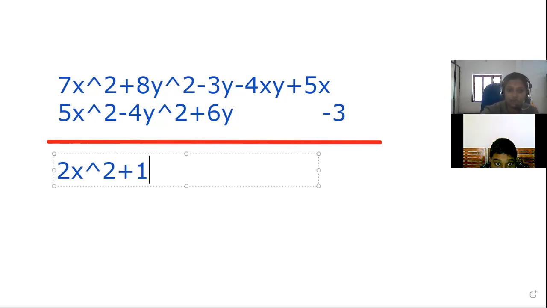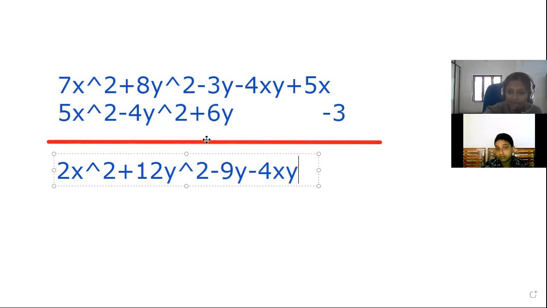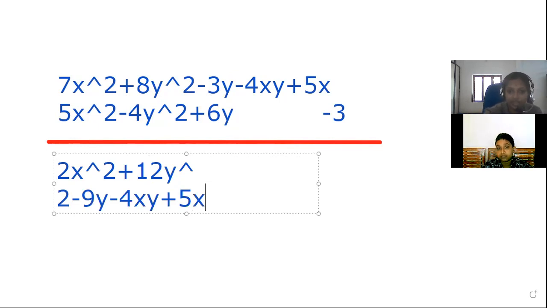Then plus 12y square. Then what about minus 3y minus 6y? How many y's are there? Minus 3 minus 6 becomes minus 9y. And what about minus 4xy? We can just write it as minus 4xy and then plus 5x. And then what about minus 3? It is given here. That is 0 minus minus 3. Then it becomes plus 3.